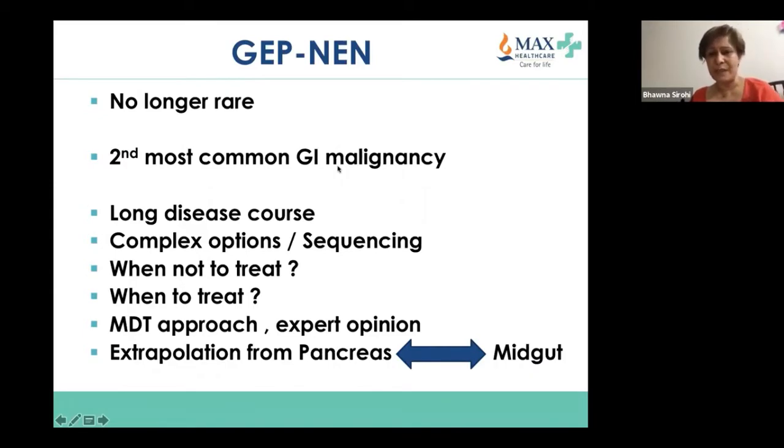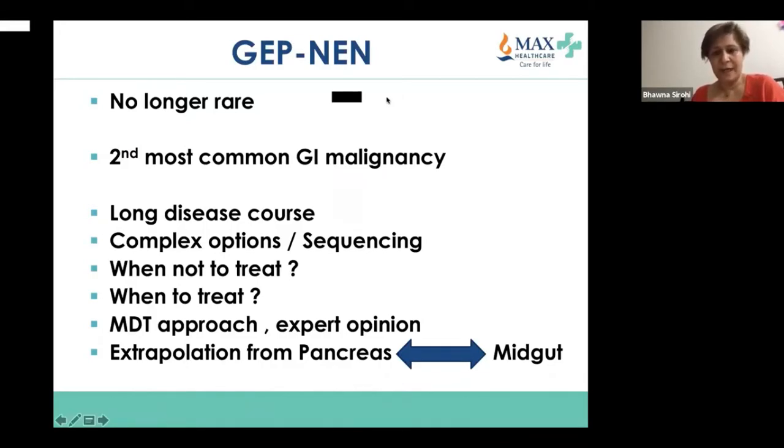So how to sequence these treatment options is very important: when to use what and when not to use what, when to treat and not to treat. Neuroendocrine neoplasms are the only tumors where you have to think whether the patient really needs treatment, because watch and wait and observation is also a very good option for some patients.